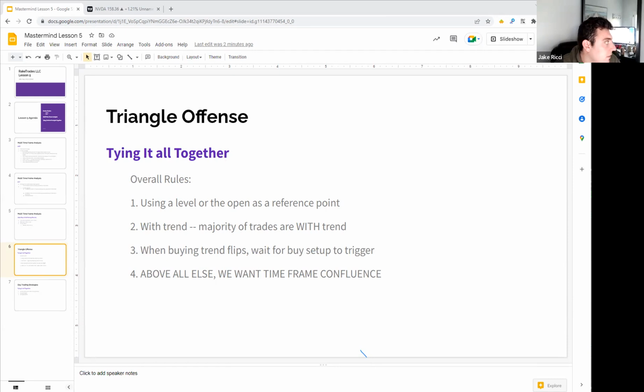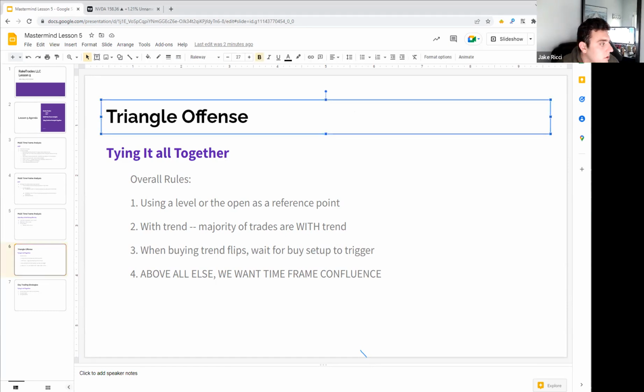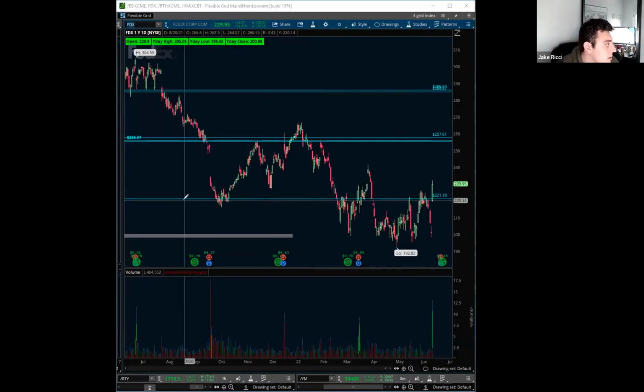Give me one second, everybody. I'm going to flip to my Thinkorswim chart. Okay, let me stop share. Okay, fantastico. You can all see my Thinkorswim screen now, correct?